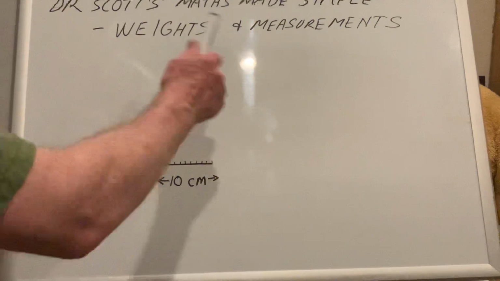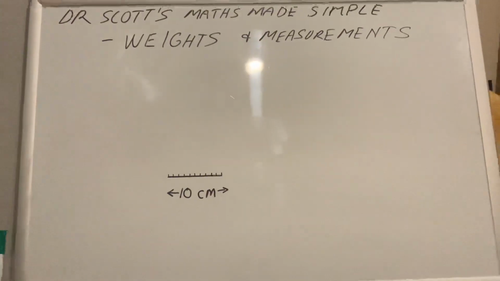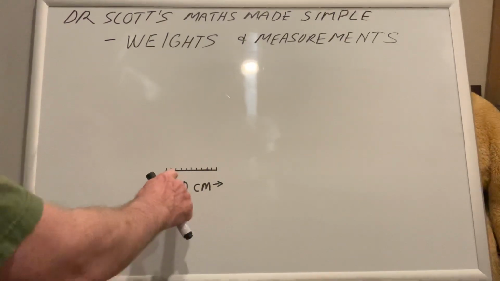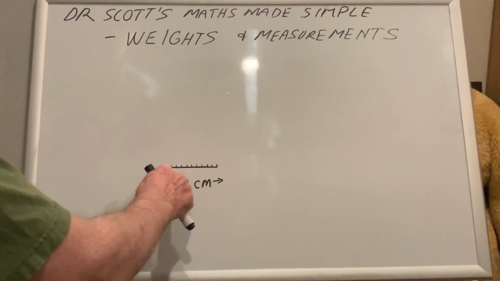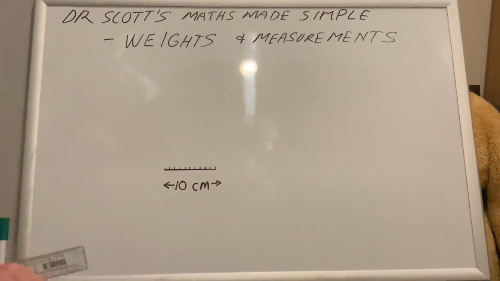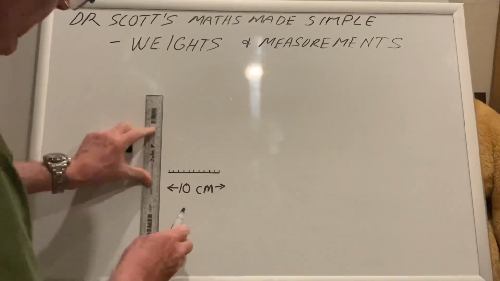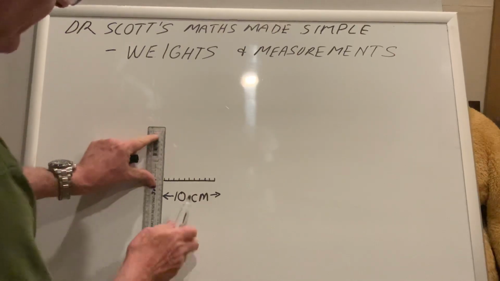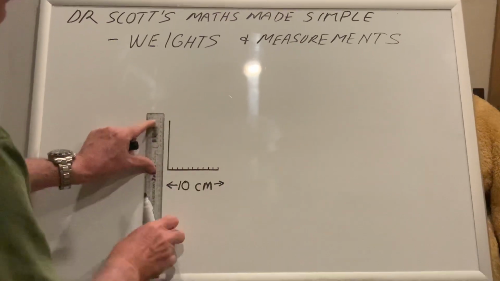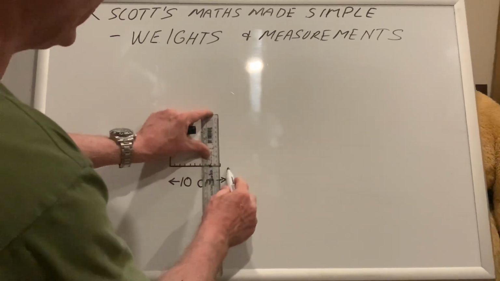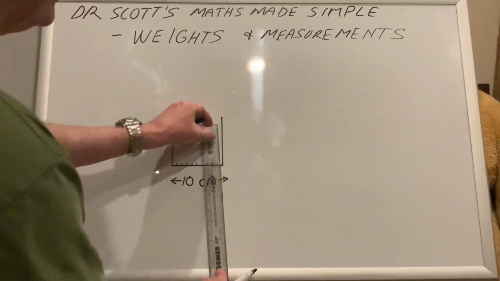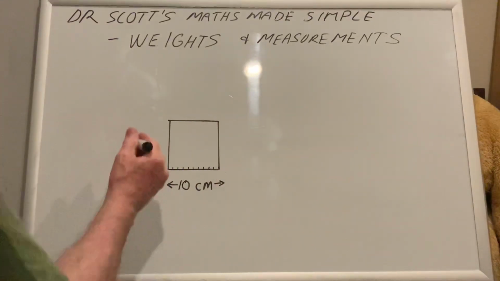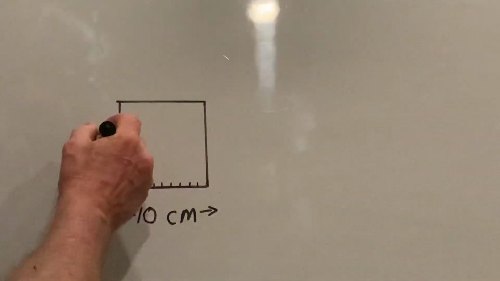Today I'm talking about weights and measurements. Very basic, very simple. I've drawn a line here on the board. It's 10 centimetres long. So, if we made it into a box, for example, if I measured up 10 centimetres like so, and I did the same here, and we make a box. So we've got a square that's 10 centimetres by 10 by 10 by 10. So each side is 10 centimetres.